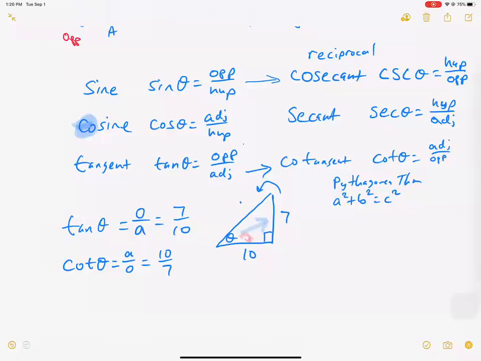To use the Pythagorean theorem, we say, okay, I know 10 is a leg and 7 is a leg, so I'm missing the hypotenuse. It doesn't matter the order for the legs: 10 squared plus 7 squared is equal to c squared. 10 squared is 100, plus 49 is equal to c squared. That's 149 equal to c squared. We take the square root of both sides. C is equal to the square root of 149.